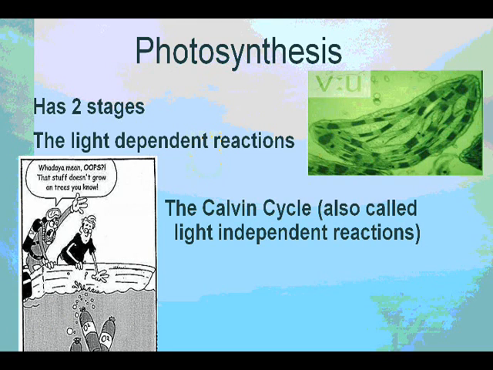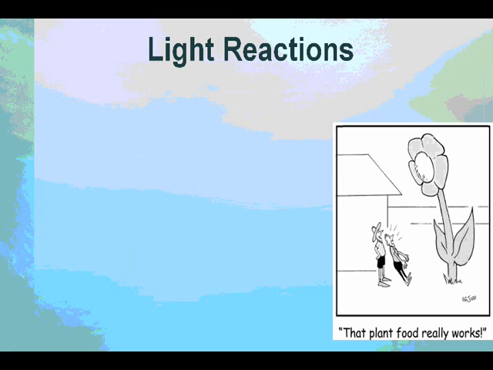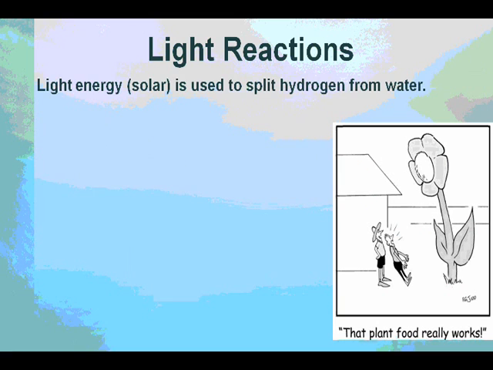Photosynthesis has two stages, the light-dependent reactions and the light-independent reactions. The light-independent reactions are often also called the Calvin cycle or the dark reactions. The light-independent reactions can occur in the light or in the dark. We're going to start with the light reactions.